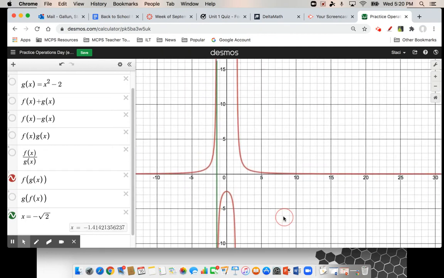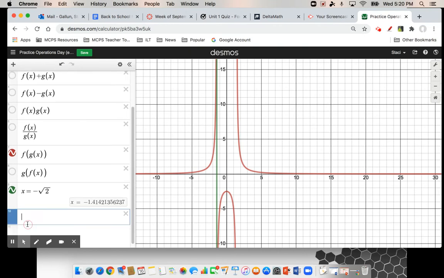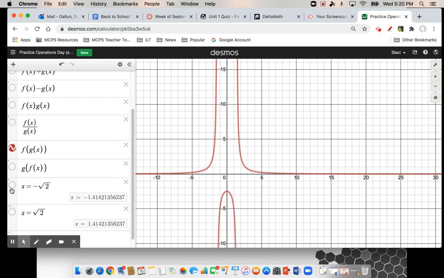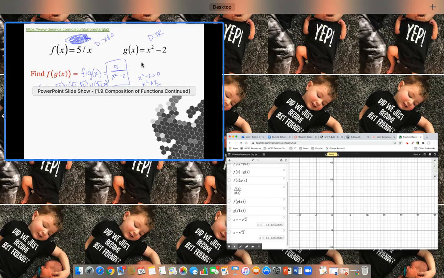And I can do the same thing. These are great ways to check your work, my friends. And to make sure that you have a really in-depth understanding, check that out. All right, so those are my asymptotes. And finally, I'll save that so you guys can click on it.